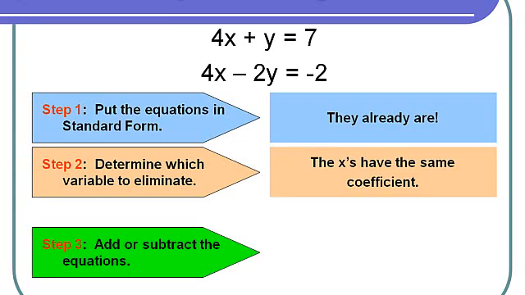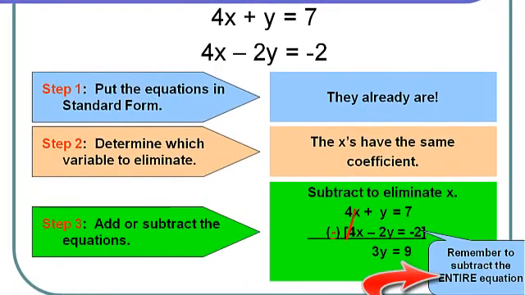So in this case, I can subtract one of the equations from the other and they'll drop out. Okay? But you have to remember to subtract the whole thing. So it's -4x, positive 2y, and positive 2. That's going to give me 3y equals 9. And y equals 3.